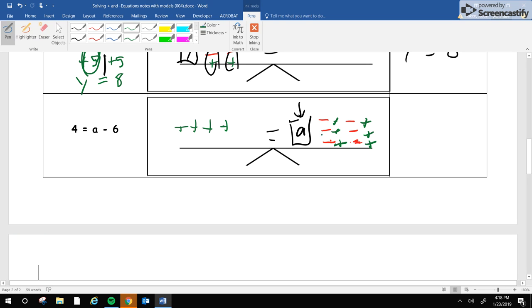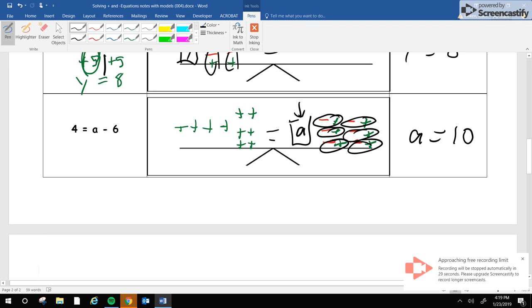Okay, and once again, the rule is whatever you do on one side of the equal sign, we're going to do on the other. So I'm going to add my 6 pluses over here. And if you see here, I have my 0 pairs here. Got all my zeros. So of course, a plus 0 is a. If you look here, I have no 0 pairs. I have 1, 2, 3, 4, 5, 6, 7, 8, 9, 10. So a equals 10.